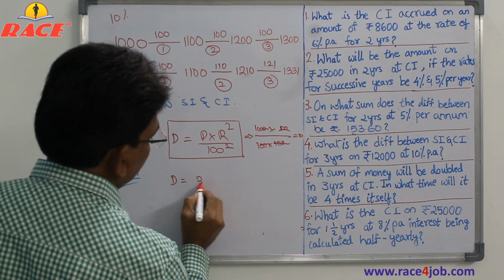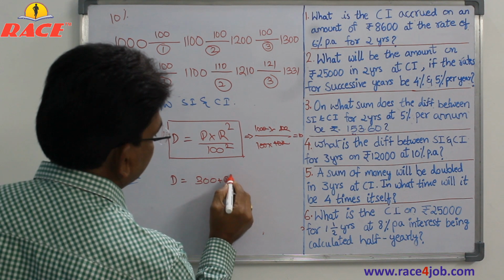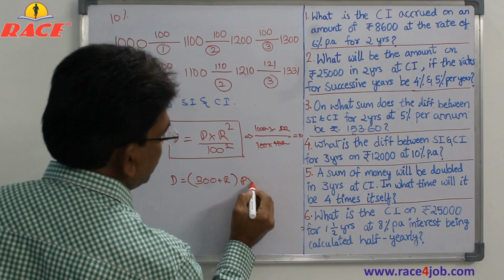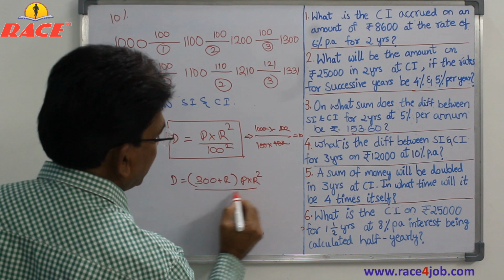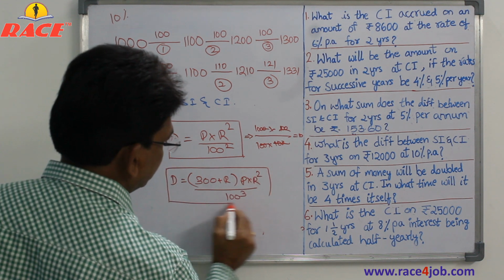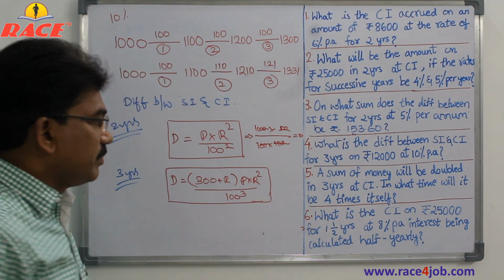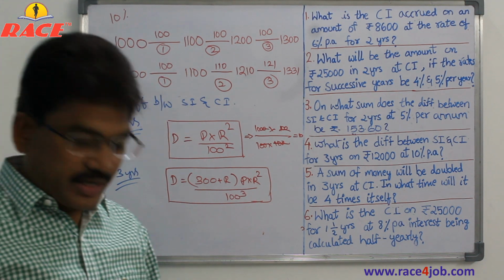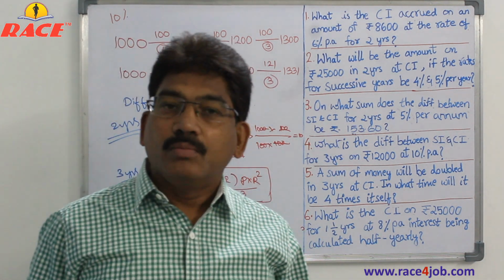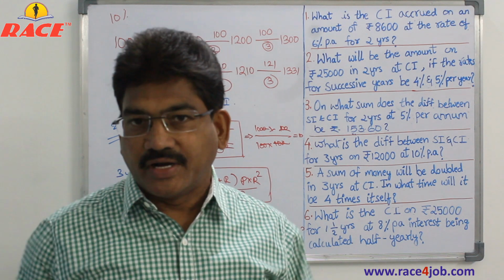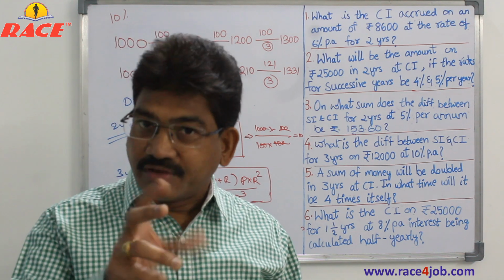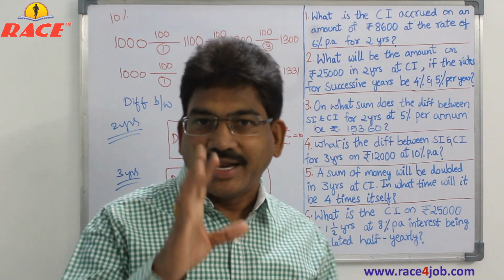Difference is 300 plus R into P into R square by 100 cube. This will give you 300 plus R into P into R square by 100 cube. This is the difference for 3 years. In the examination, in most cases, whenever he gives a 3 years difference, he will ask you 5% rate or 10% frequently. Very frequently 5% rate and 10% rate he will give you.